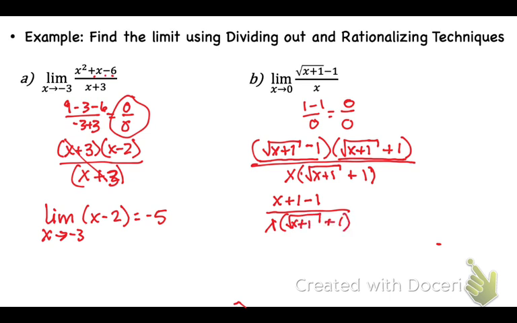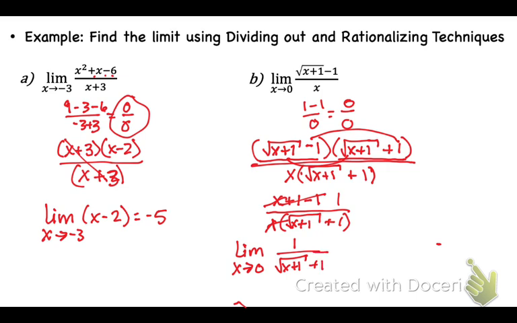Wait, where'd the other one on top go? We're not squaring that. We took this times this and this times this. When you do a conjugate, that's the only thing that's left, because remember that the inner term on a conjugate should zero out every single time, shouldn't it? Okay, so now what does this reduce to? I now have the limit as x approaches 0 of what? Plus 1 minus 1 becomes what? 0. And x reduces to 1. So I'm just left with 1 over the square root of x plus 1 plus 1.